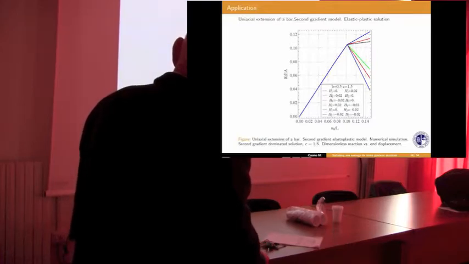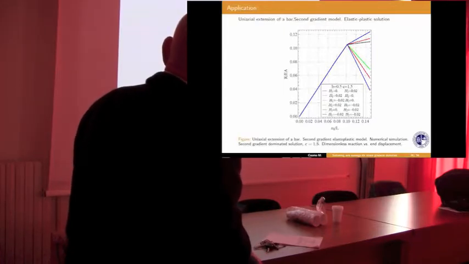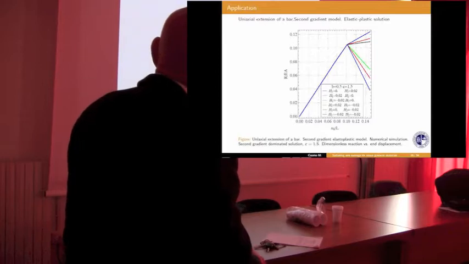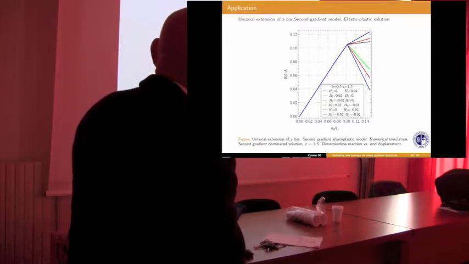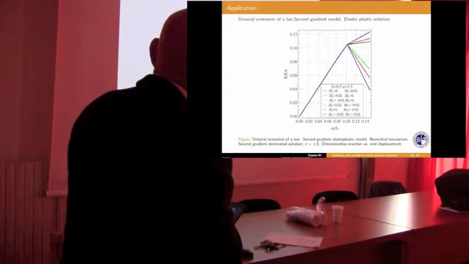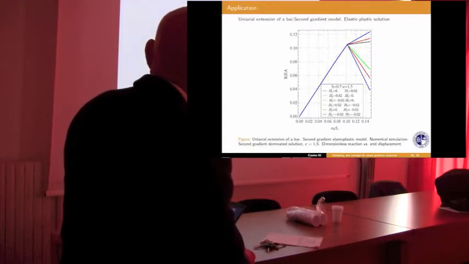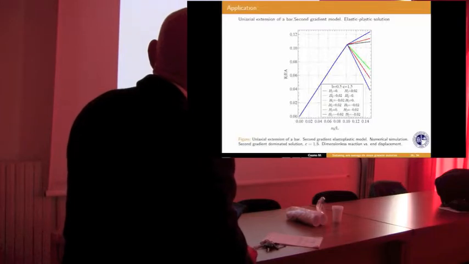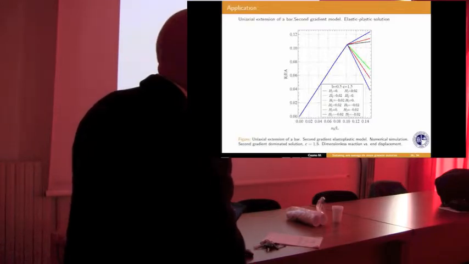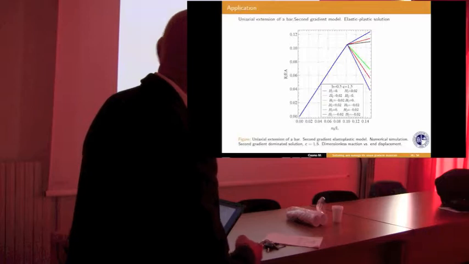All these cases can be obtained with different combinations of the hardening modulus of the first and second gradient part. You can see there are some cases that are both negative or both positive. For this one you have one negative and the other one positive. Still the slope is positive.